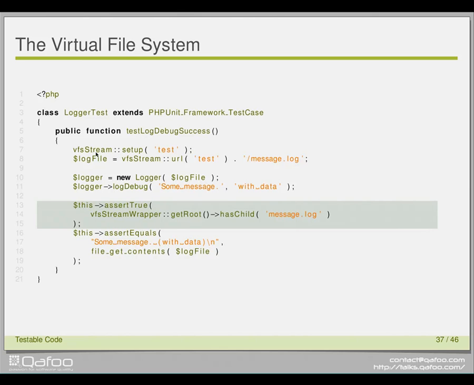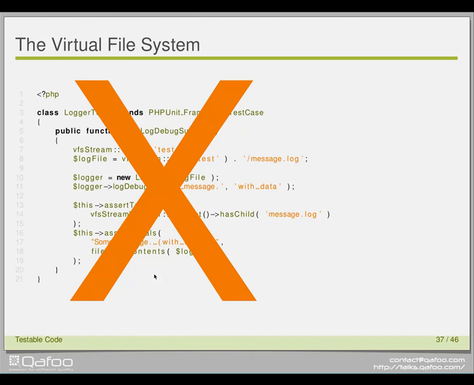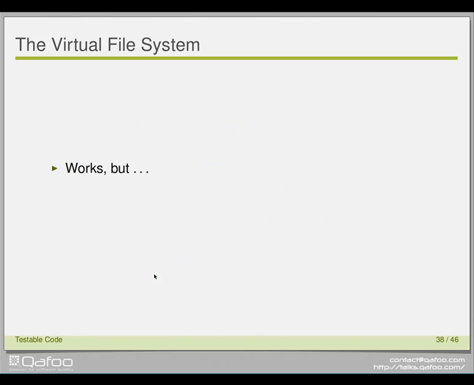Is it a problem in the VFS stream? Is it a problem in how we wrote up the test code here because it's quite long? Or is it just a problem in our logger itself? So this is an option if you already have code which works with file system accesses, but it's not an option if we want to craft testable code from scratch. So yeah, it works, but I ranted quite a lot about it. It's not really a good solution. It's not really the solution which you desire.